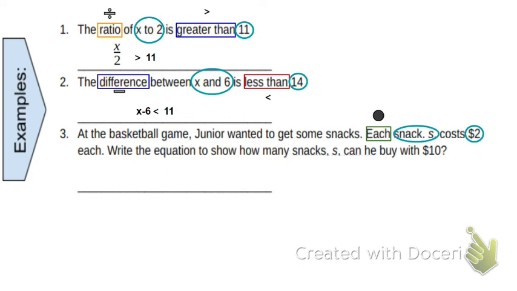Then as we continue, it says write the equation. So I'm going to put equation in a box. That means I'm going to use the equal sign to show how many snacks S he can buy with $10. So $10 is also important because that is our total at the end. So now we're going to set this up as an equation. So we know that we're multiplying. How do we represent multiplication when we're putting it in an equation? We represent this with the number and the letter touching. So 2 and S would touch. We'd put our equal sign and then our total on the other side, 10.